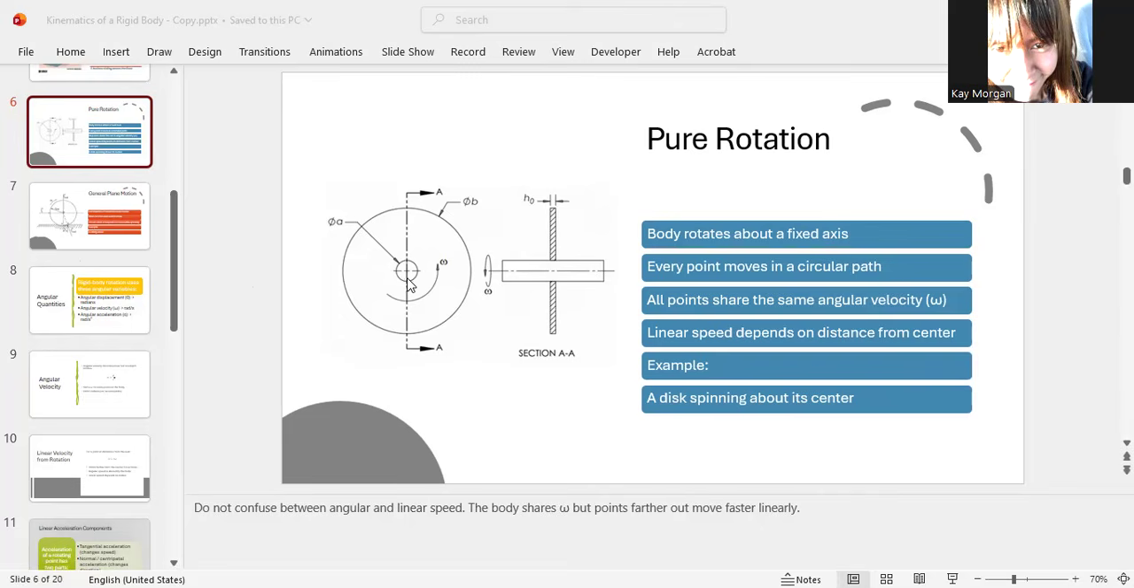And you can see the center point right there. Yeah, and that is your axis line. So your body is rotating about a fixed axis. So the axis doesn't move. That one stays totally without movement, by the way. The only point that doesn't have any kind of movement is there.